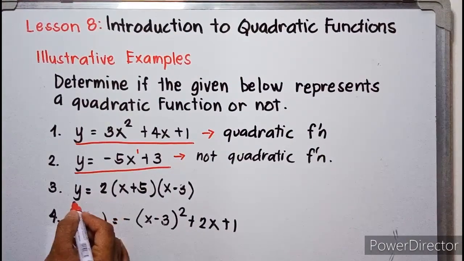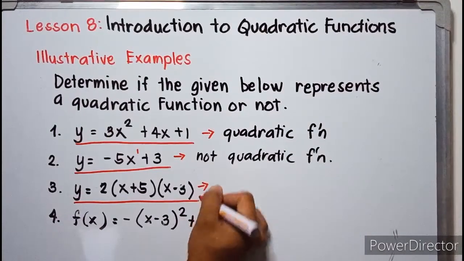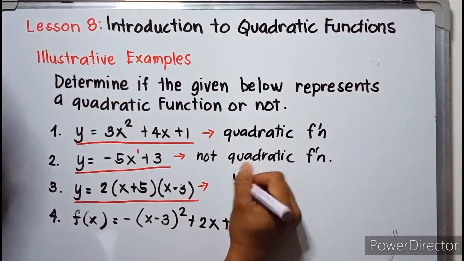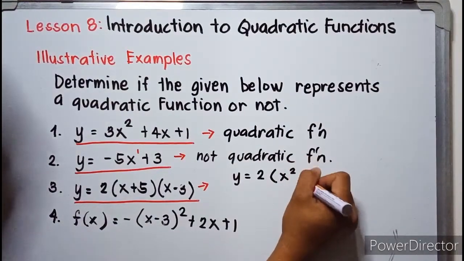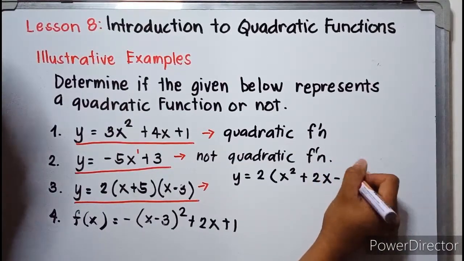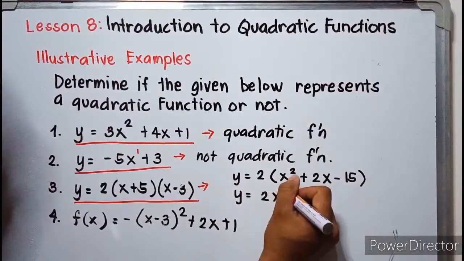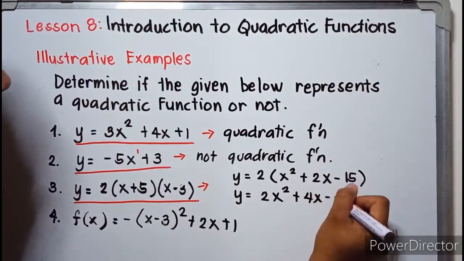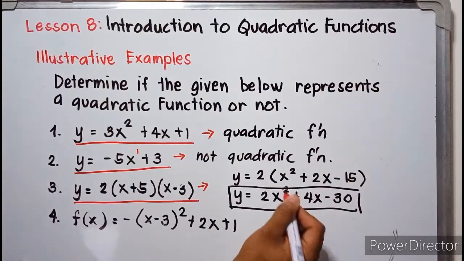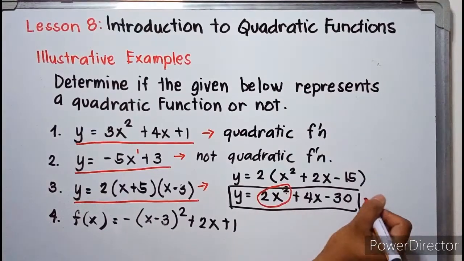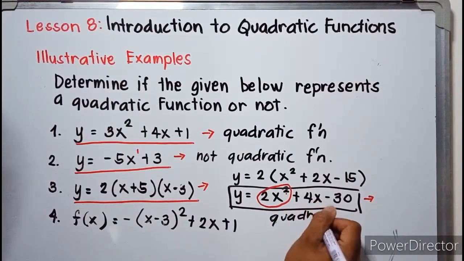Then for number 3, we have y is equal to 2 times the quantity of x plus 5 times the quantity of x minus 3. Here, we are going to simplify this first. So we will have y is equal to 2 times, using the FOIL method, x squared plus 2x minus 15. Simplifying this, we'll have y is equal to 2x squared plus 4x minus 30. This is our resulting equation. Upon inspection, our term with the highest exponent is 2. Therefore, this is a quadratic function.